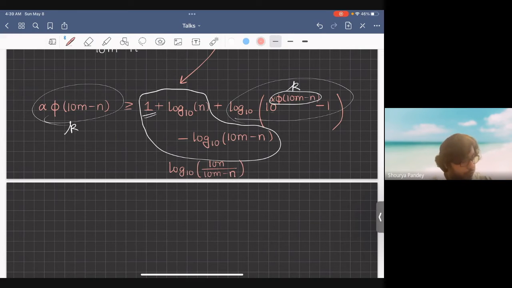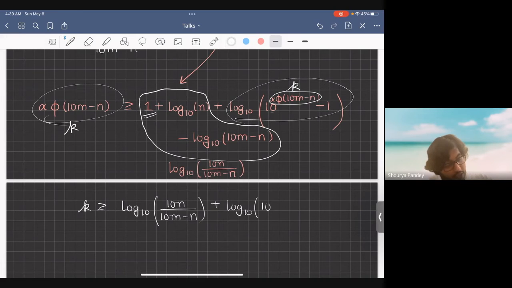I mean, okay, so we want to choose a k such that k is at least log of 10n upon 10m minus n plus log of 10 to the k minus 1. Yeah, the ceiling is k. Yes. So then, it seems like the inequality is not true, right?